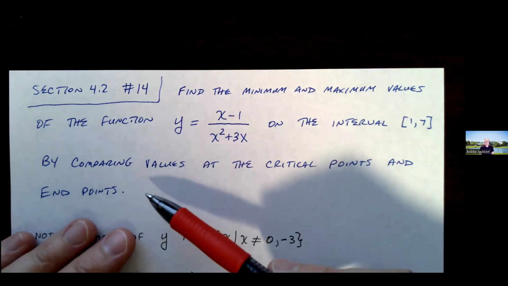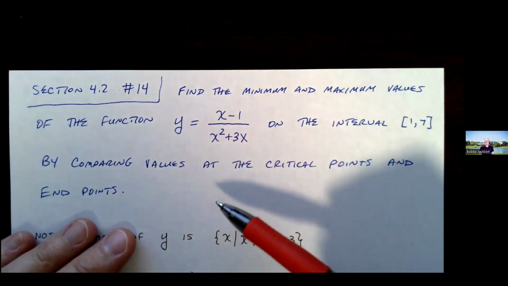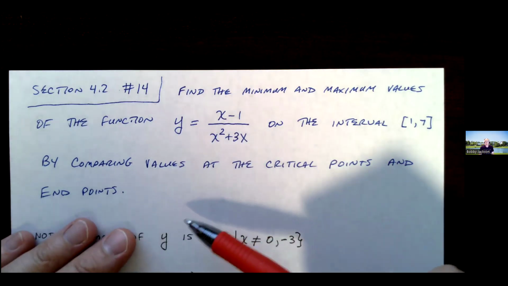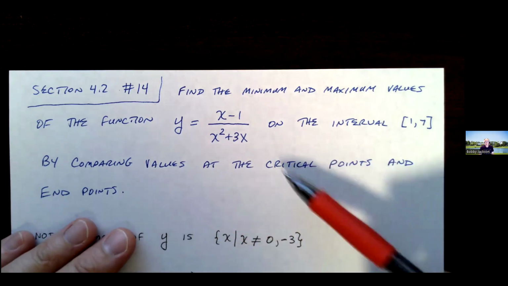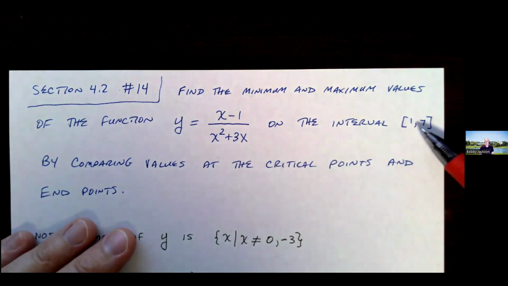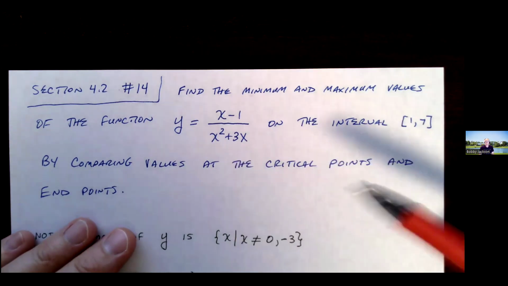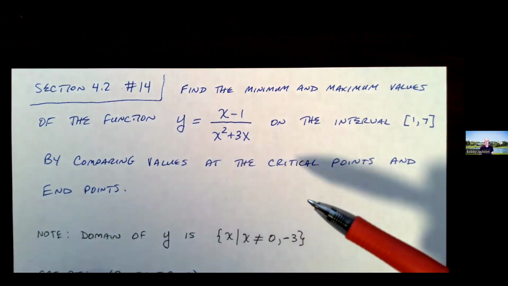We're going to do this, of course, by comparing the values of this function at the critical points and the endpoints. Make sure the critical points, of course, are on the given interval. Our endpoints are 1 and 7. We now need to find the critical points.